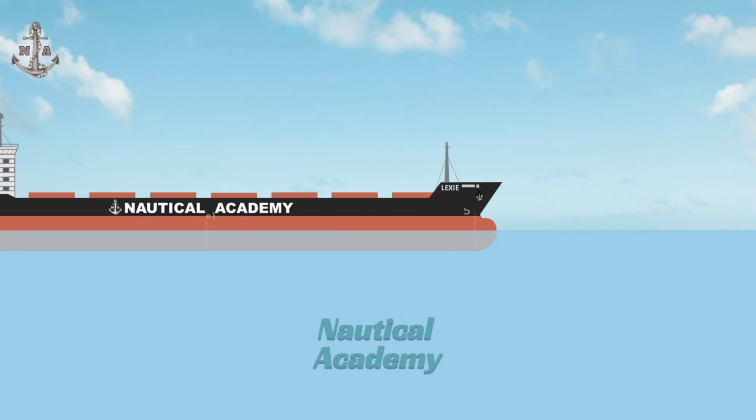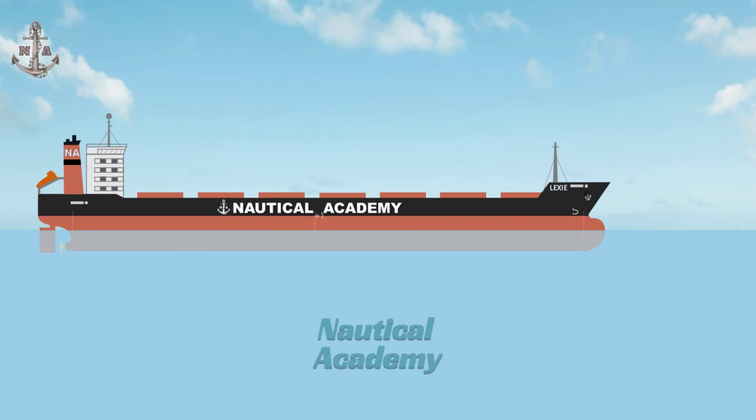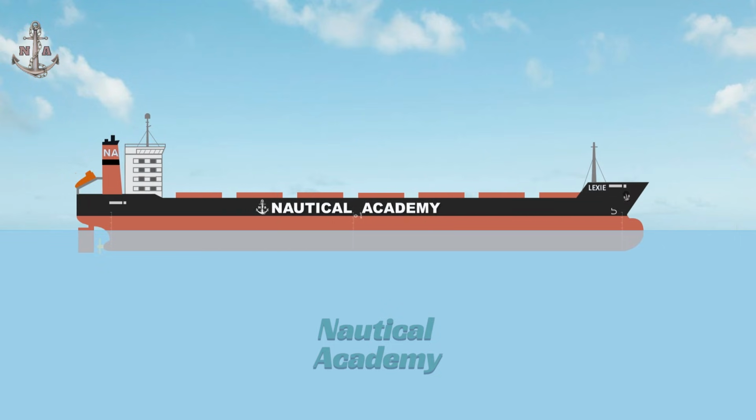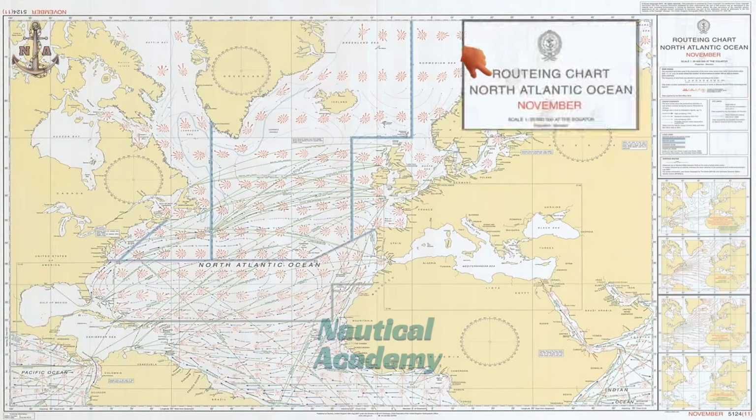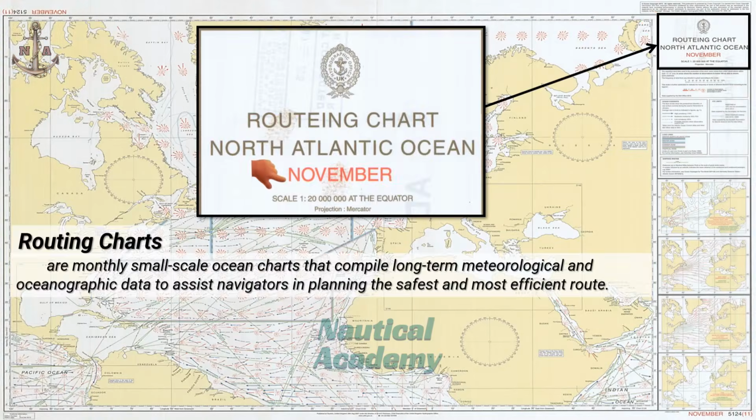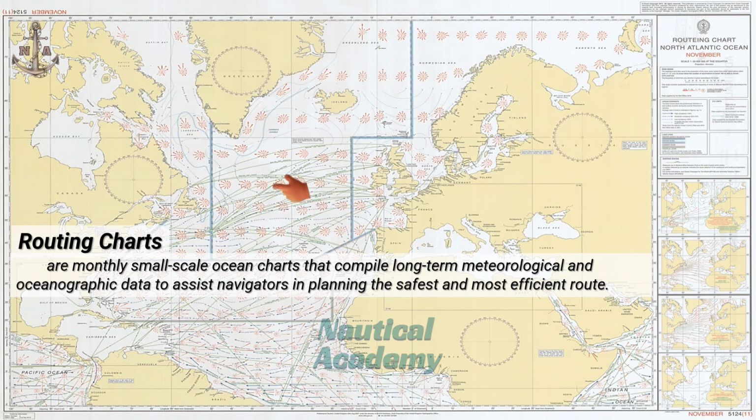When creating a passage plan for an ocean passage, one of the vital sources of information during the appraisal stage is the routing charts. Routing charts are monthly small-scale ocean charts that compile long-term meteorological and oceanographic data to assist navigators in planning the safest and most efficient route.